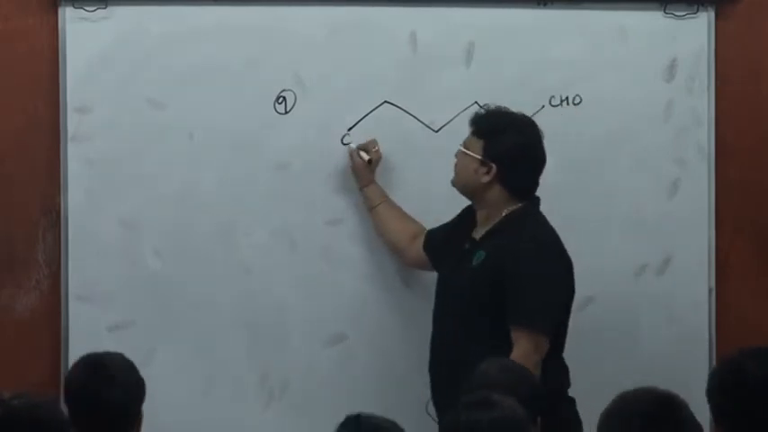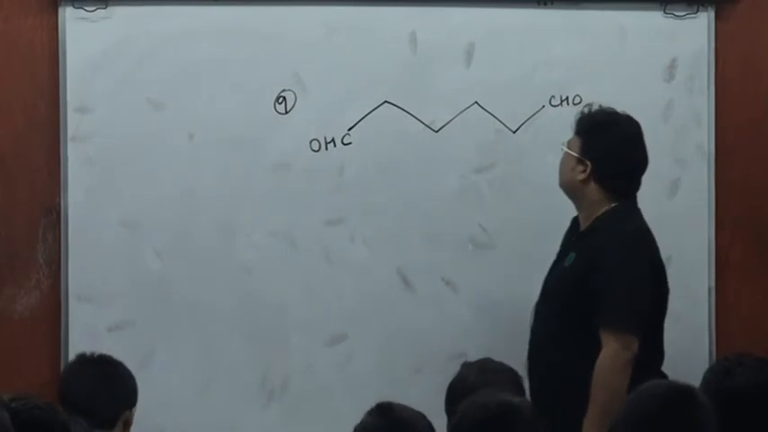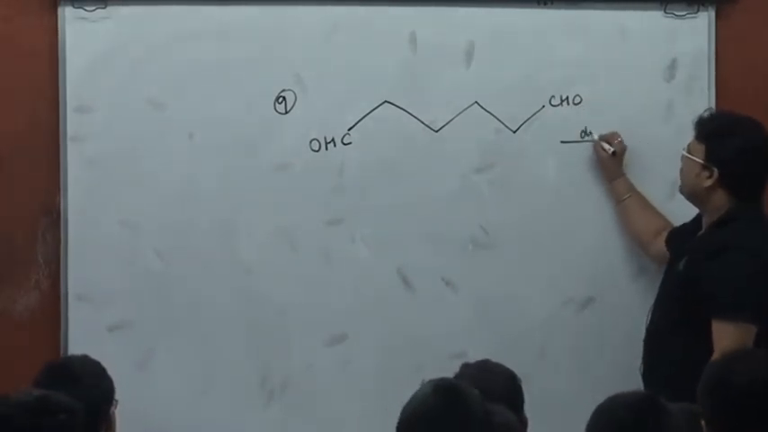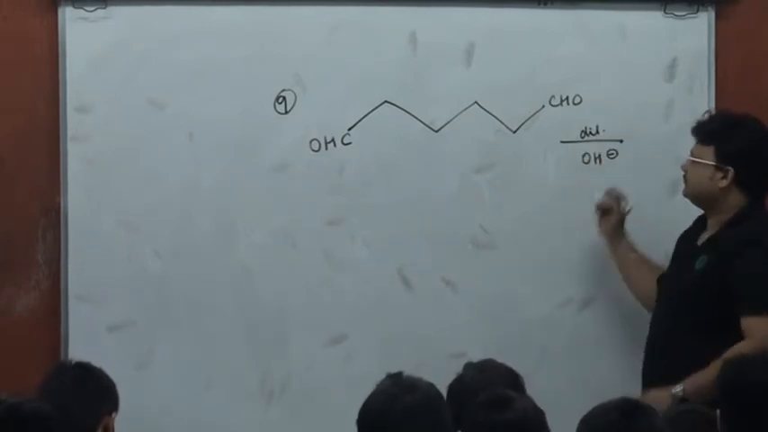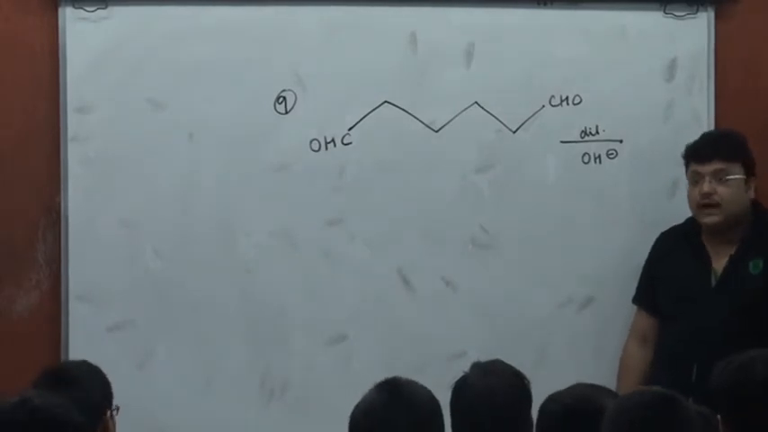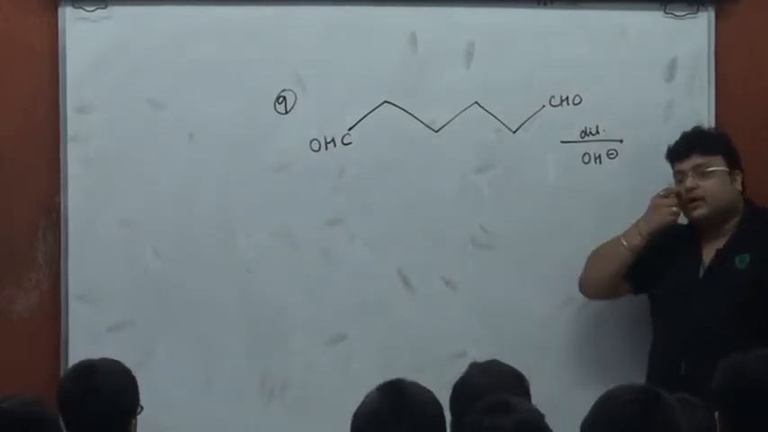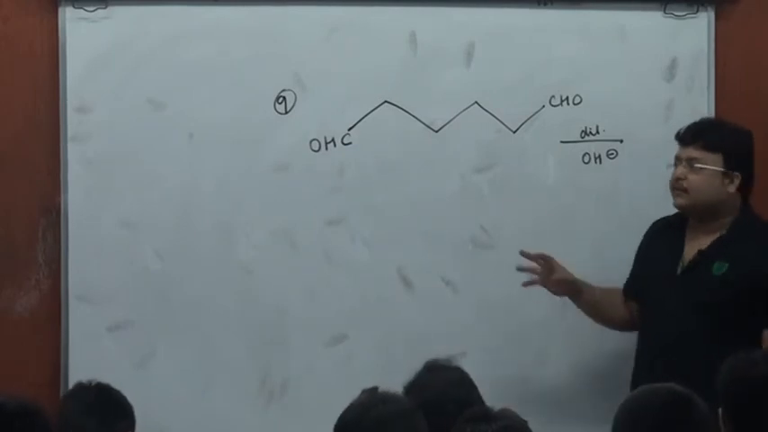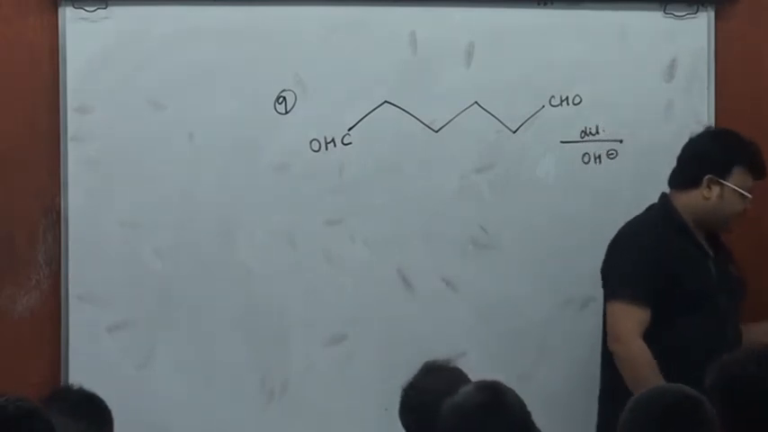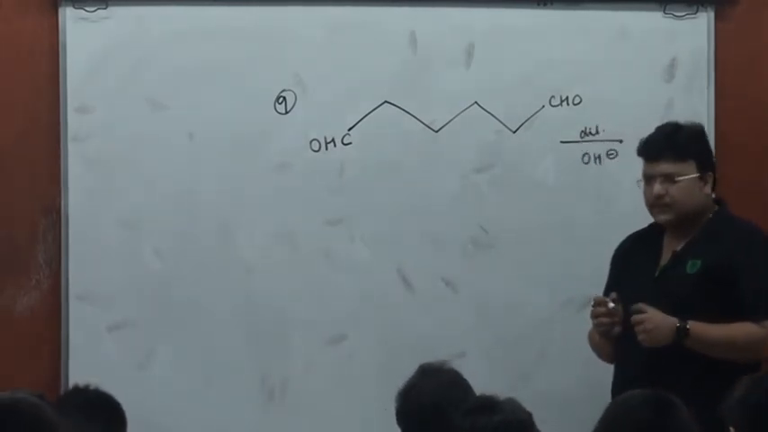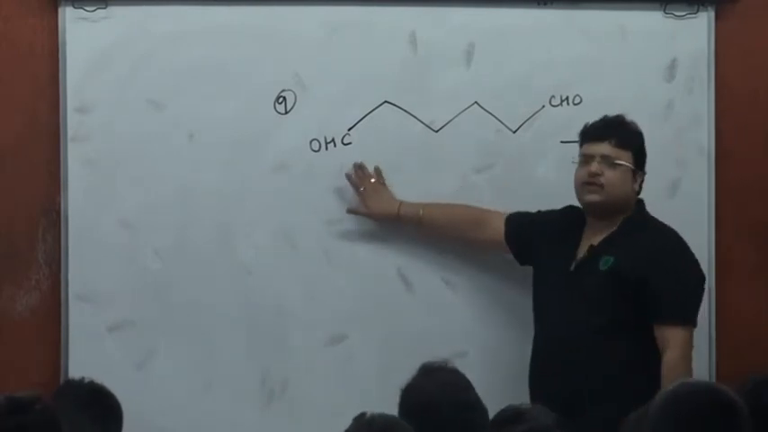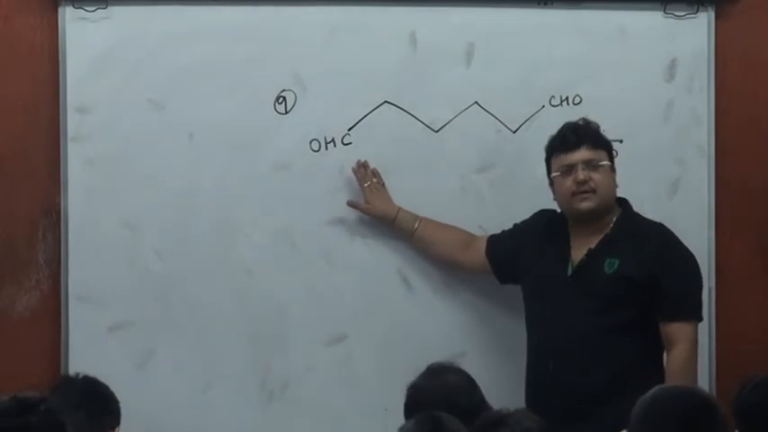Alright, this dicarbonyl, 1,6-hexanedial, with dilute OH minus, and how many products are possible? How many products are possible? One. Yet again, the molecule looks symmetrical, and it doesn't matter which CHO is going to act as the acceptor, because both carbonyls are equivalent. And because both carbonyls are equivalent and you just have one alpha hydrogen taking one as the nucleophile, you realize there's going to be just one product.